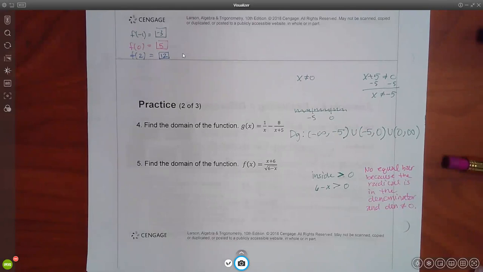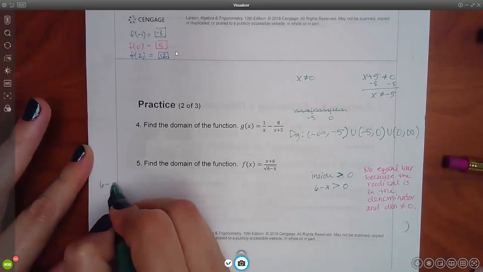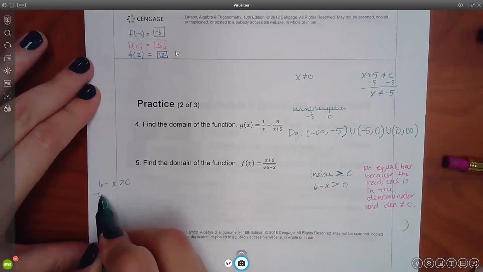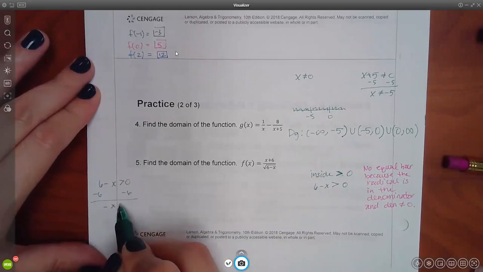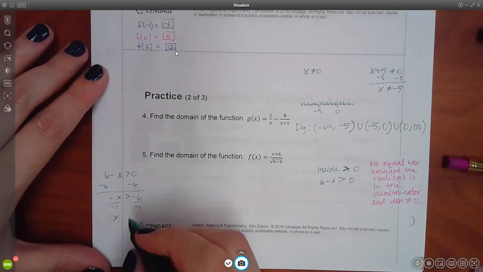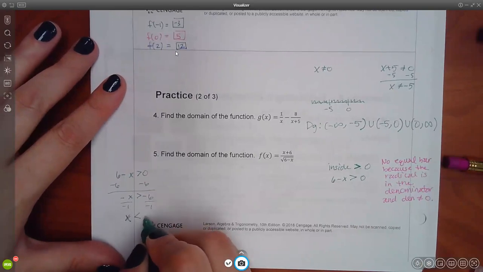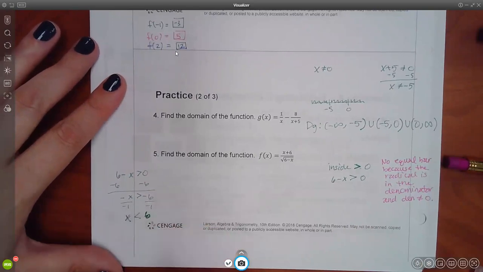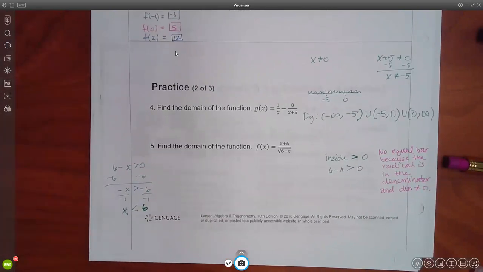Now, what would you do to solve this? There's two ways, and both will give you the same answer. They're probably about the same number of steps, actually. So one way to do it is to subtract the 6 over and leave the letter on the left hand side. But then you would have to divide by negative 1, which would make the little symbol flip over. And you get positive 6. Double negative.